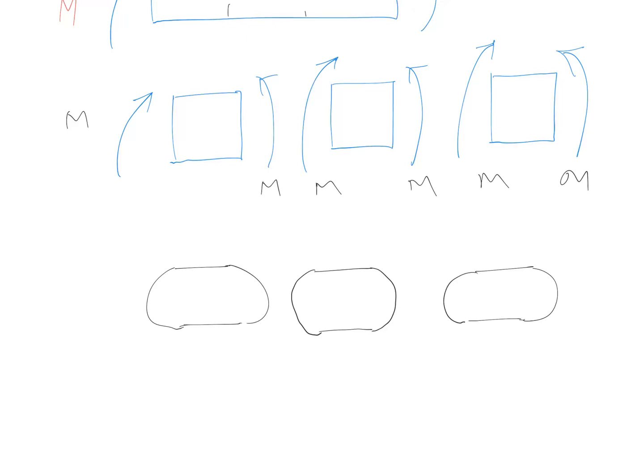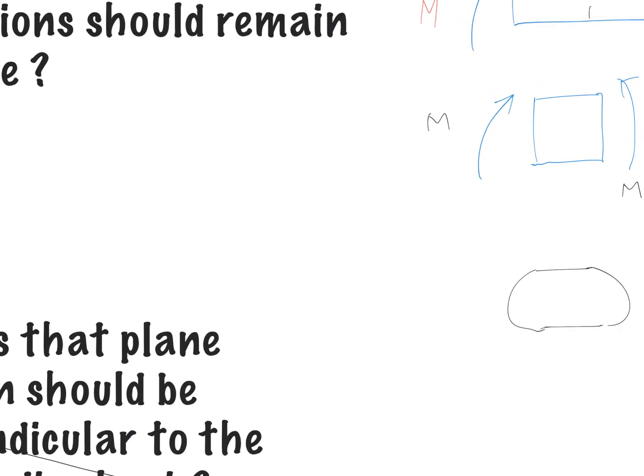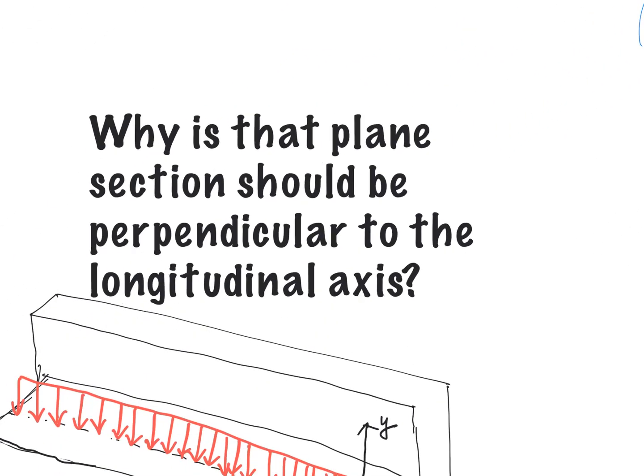Compatibility, to put it in simple words, is a condition which tells you the material will be continuous in your domain. There won't be any voids, or any gaps inside the continuum of material that you are dealing with. So when your plane sections don't remain plane, then you are violating that.